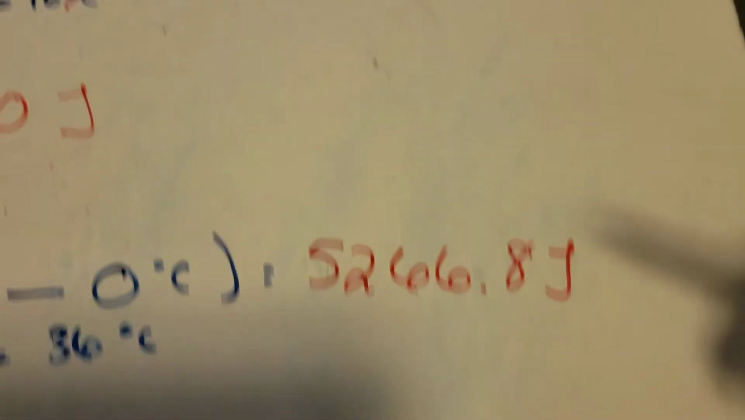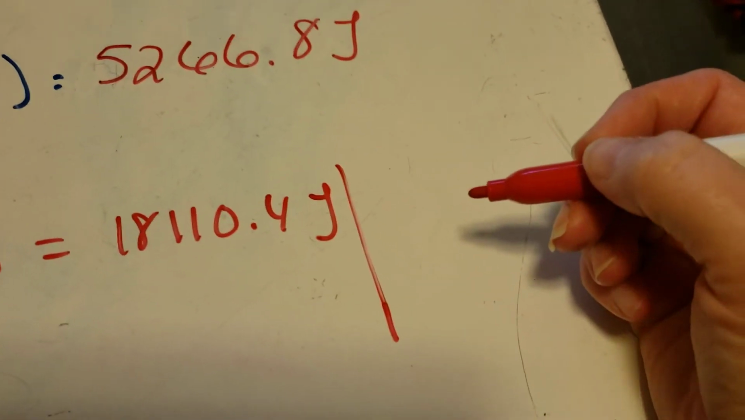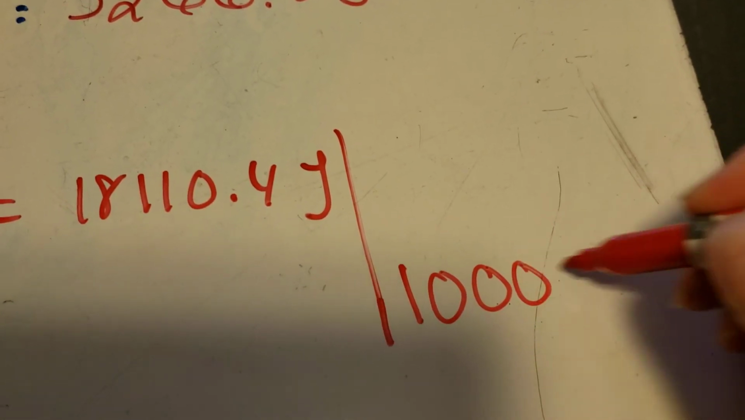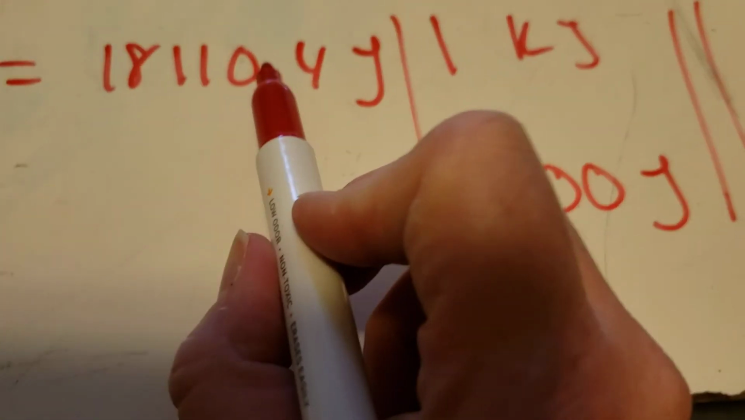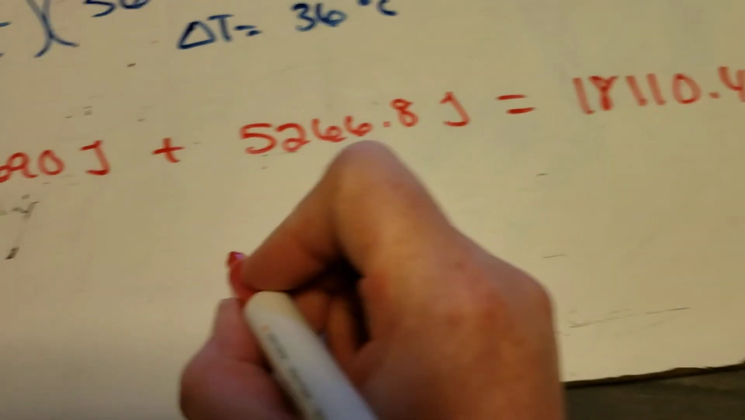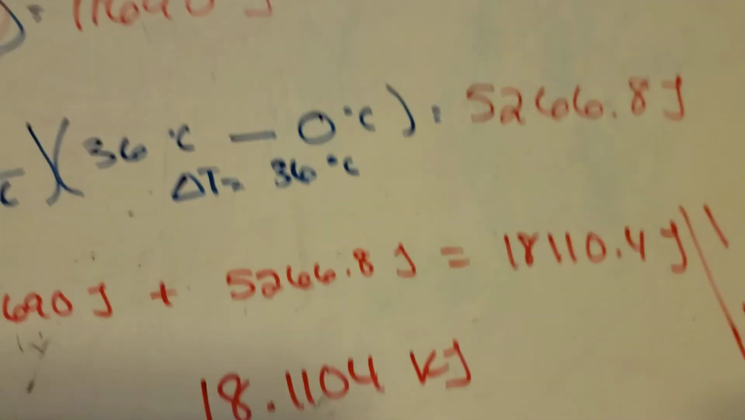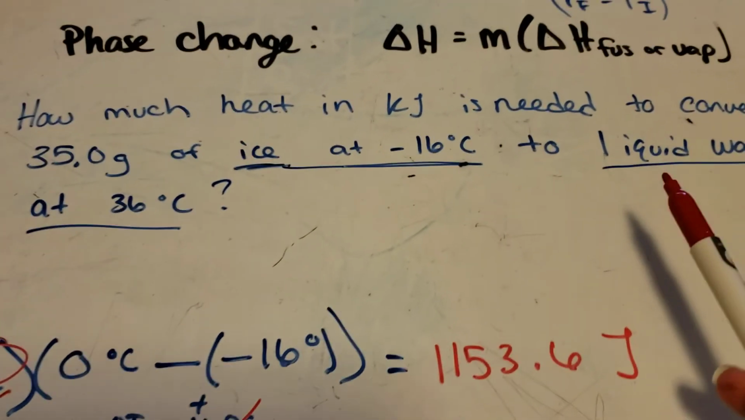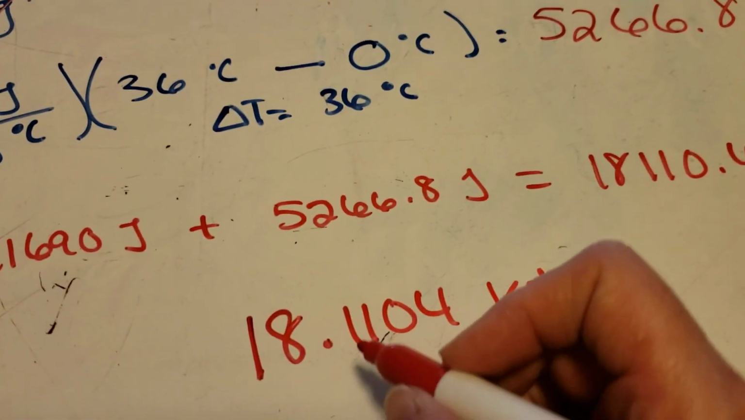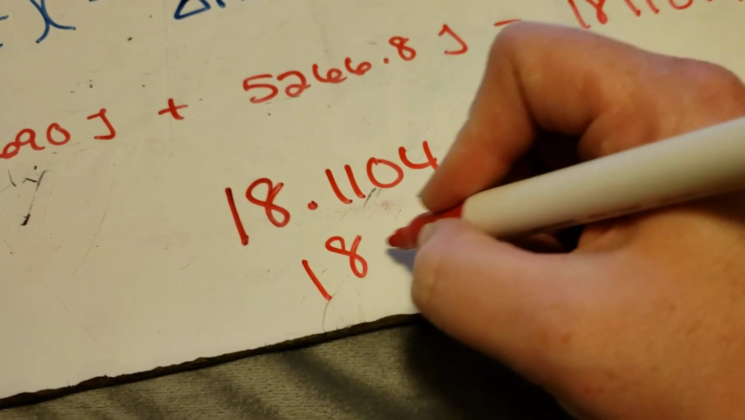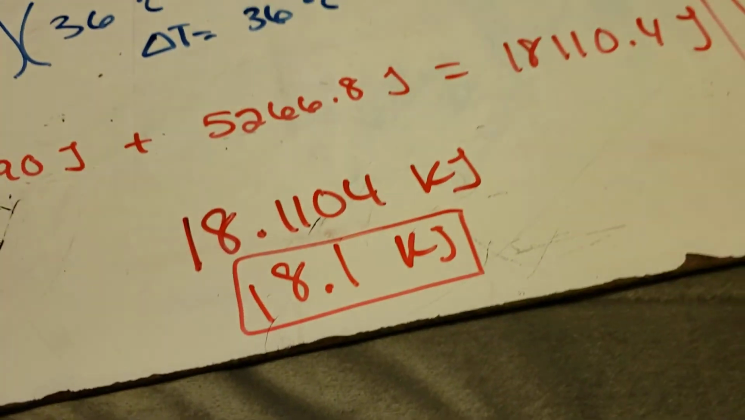All right, our final answer, the question had asked us to put it in kilojoules. Well, we know through dimensional analysis and through the metric system that we have 1,000 joules for every 1 kilojoule. So I technically just need to move my decimal 1, 2, 3, and my final answer should be 18.1104 kilojoules. If you look at your significant figures in your problem, you can either do 2 or 3. I can't remember which one I put, but I'll just say 18.1 kilojoules, and that is your final answer.